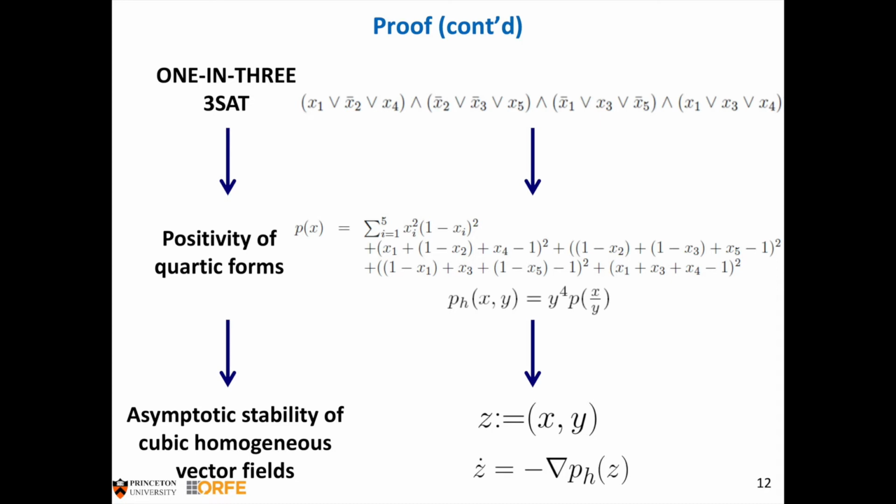The rough idea is that if this polynomial is positive, then it will serve as a Lyapunov function for this vector field. So that will give you a proof of stability for free, because there you go, that's your Lyapunov function. If it's not positive, then it will have a 0 somewhere.